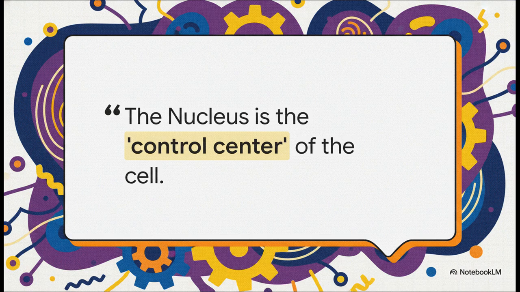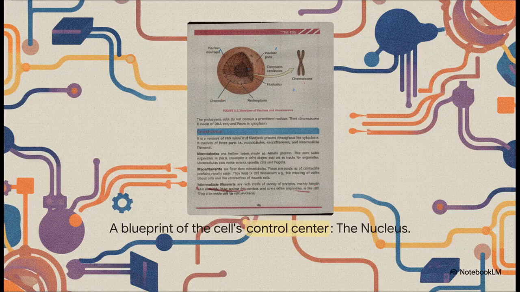From here, it directs all of the cell's activities, from growing and making proteins to cell division. It really is the brain of the whole operation. Let's take a little peek inside, shall we? This diagram here shows all the key parts of the nucleus. Think of it like the architectural plan for our city hall. We're going to use this plan as our map to explore each and every section.